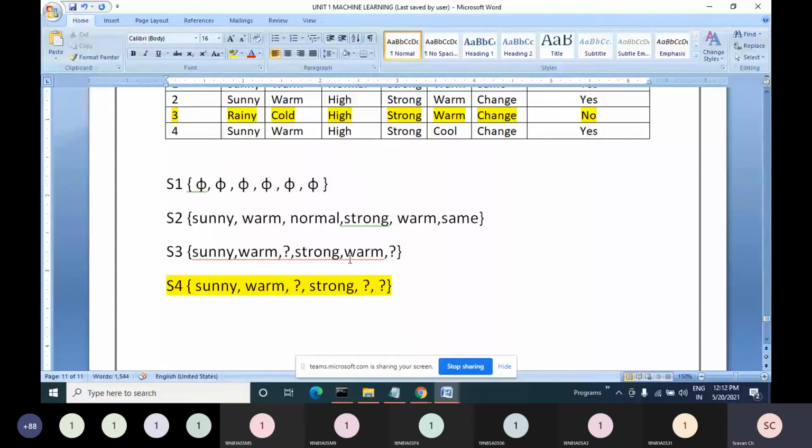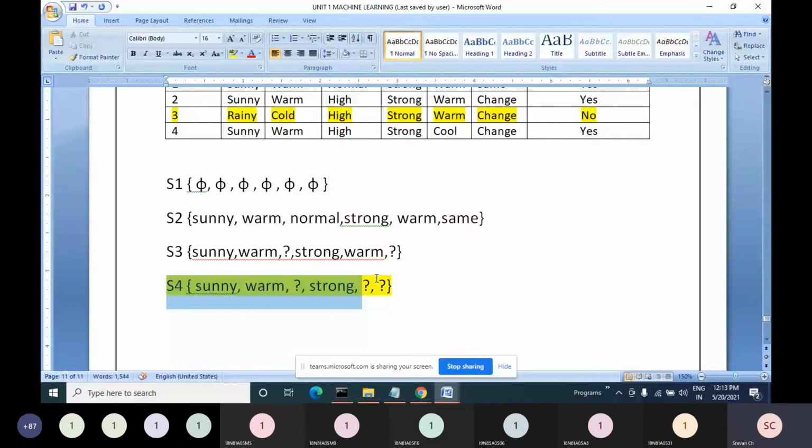Warm and warm. See here, warm is the fifth parameter. Where is this one? The fifth parameter is warm. Now in the fourth example, see the fifth parameter, it is cool. Warm and cool, it's not matching. So when there is a mismatch while updating the specific hypothesis, put a question mark. Similarly, for the sixth parameter, I already have a question mark. Irrespective of this value, the question mark will be retained, right? So this is my S4.